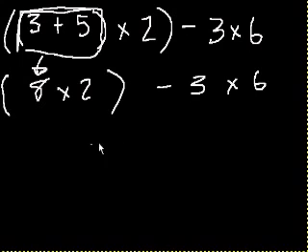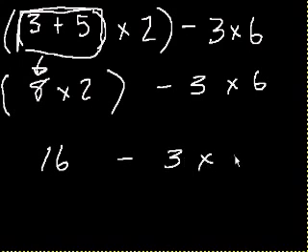And what do we do next? Well, once again, we have parentheses. So we do whatever is inside the parentheses first. We do the 8 times 2, and the 8 times 2 is 16. So now we have 16 minus 3 times 6. Now what do we do next? Do we do the subtraction first, or do we do the multiplication first? Well, we do the multiplication, because multiplication comes ahead of subtraction. Remember, parentheses first, then multiplication and division, then addition and subtraction.